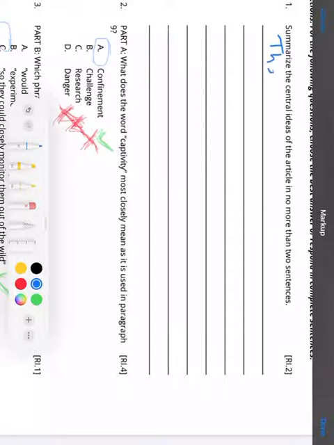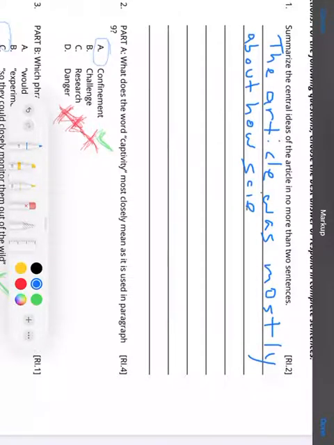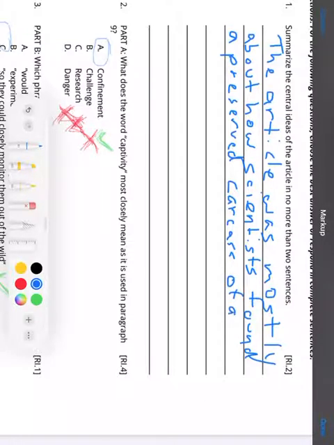So, the article was mostly about how scientists found a preserved, the word preserved there is going to be very important, preserved carcass of a woolly mammoth.